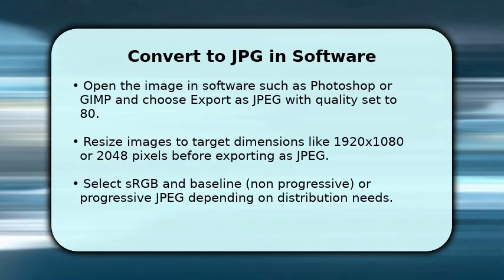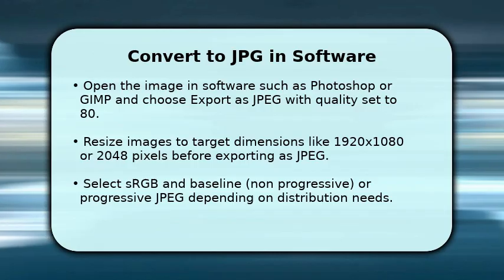Ensure the color profile is sRGB and pick baseline or progressive JPEG. Baseline is universally compatible, while progressive improves perceived load on slow networks.